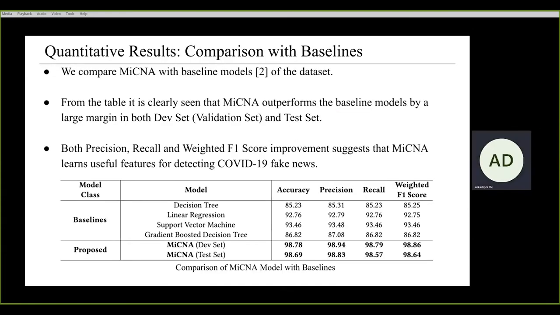Here are some quantitative results. First of all, we compare our MICNA architecture with some baselines that were introduced by the authors. As we can see from this table, the MICNA architecture, both in the development set, that is the validation set, and the test set, has significantly outperformed the baselines that were introduced by the authors of the dataset that we have used. Also, it should be noted that precision, recall and weighted F1 score are far ahead of the baselines.